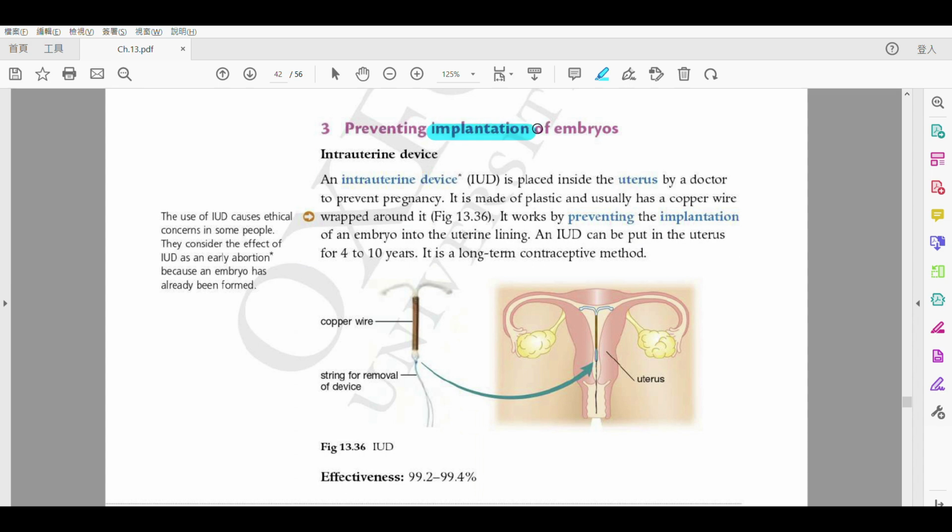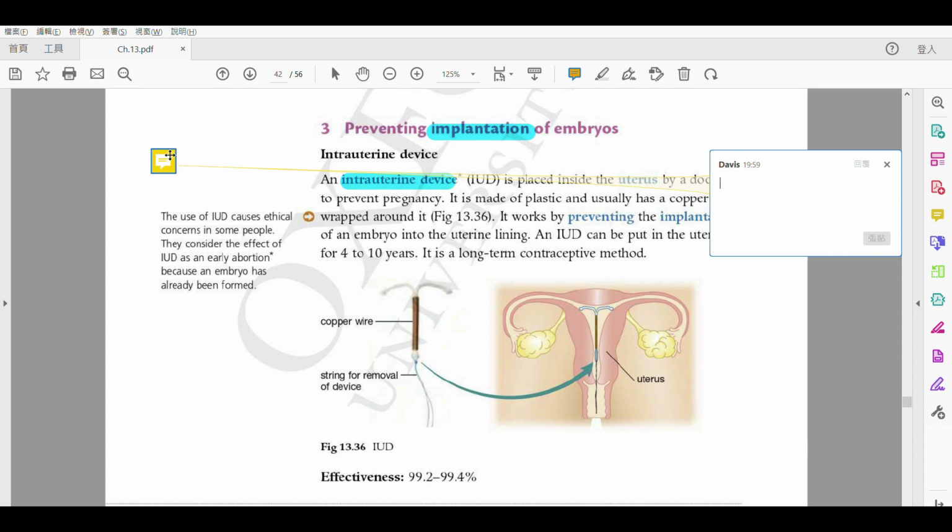Okay, and then the last one is called prevent implantation. How do we prevent implantation? There is the IUD, intrauterine device. You can split the word, try to divide the word. So intra means inside your body. Okay, so try to put this down.